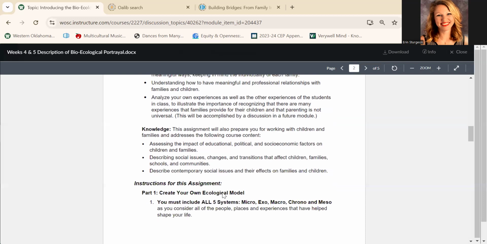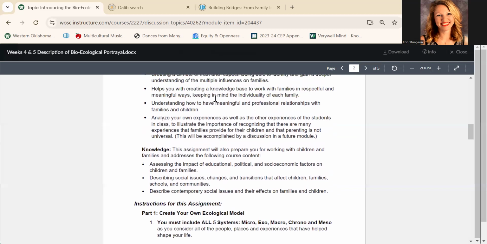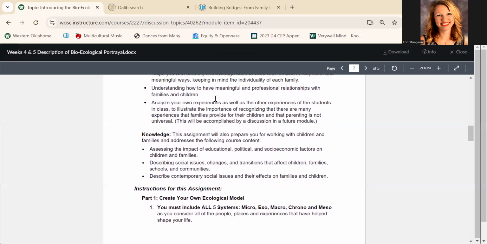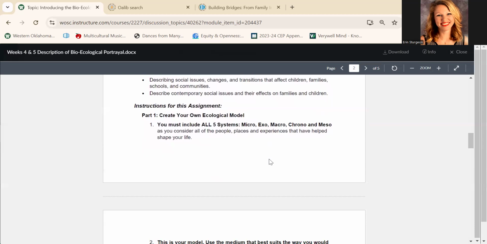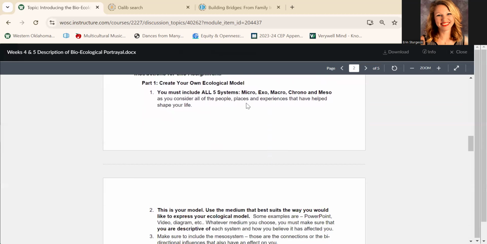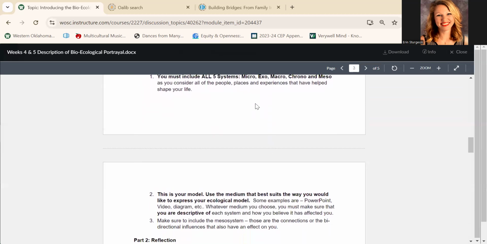So here's what you're actually going to do. Now that you've answered all these questions, hopefully written down some notes and not just in your brain, or even recorded yourself talking about them, that might actually have your brain flowing faster, is to just talk about those things, and nobody will ever have to hear it but you. You're going to create your own ecological model in some way. It has to include all 5 of the systems of Bronfenbrenner's model, and how these people, places, and experiences have shaped your lives.